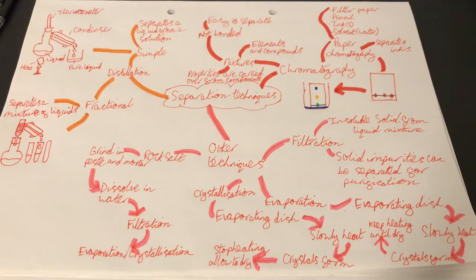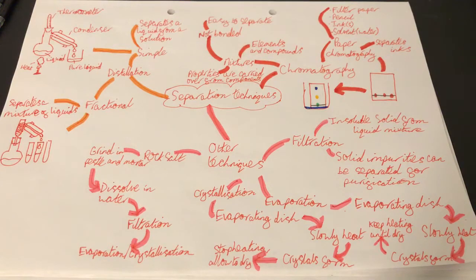So let's go on to some other separation techniques. You've got filtration, which is where you take an insoluble solid out of a liquid mixture. This won't work if whatever you're trying to separate is in solution. And if you're trying to separate liquids, this will also not work. But it does work if you've got something like seawater and it's got sand in it, and you want to get the sand out. That's what filtration would be used for.